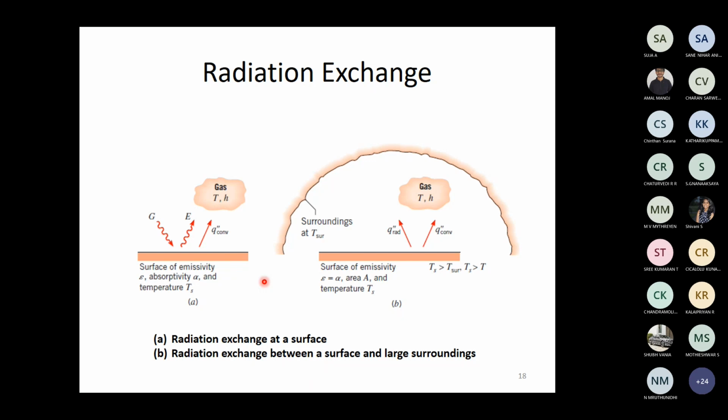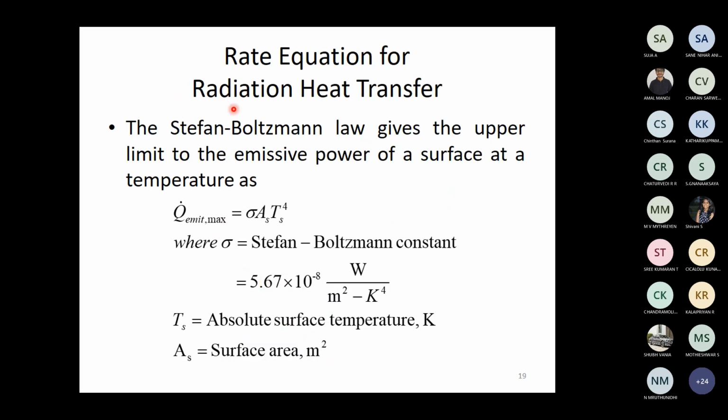We shall see later. So here, the rate equation for the radiation heat transfer. Again, as we had rate equations for conduction and convection, we also have one law which determines the rate equation. That is the Stefan-Boltzmann law. The Stefan-Boltzmann law gives the upper limit to the emissive power of a surface at a temperature. So unlike the other two equations, the Stefan-Boltzmann law does not give the net heat radiated, but it gives the maximum emitted radiation for a surface.